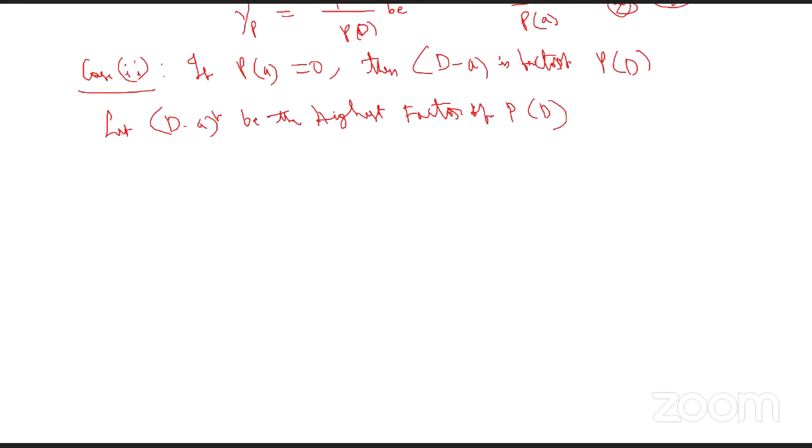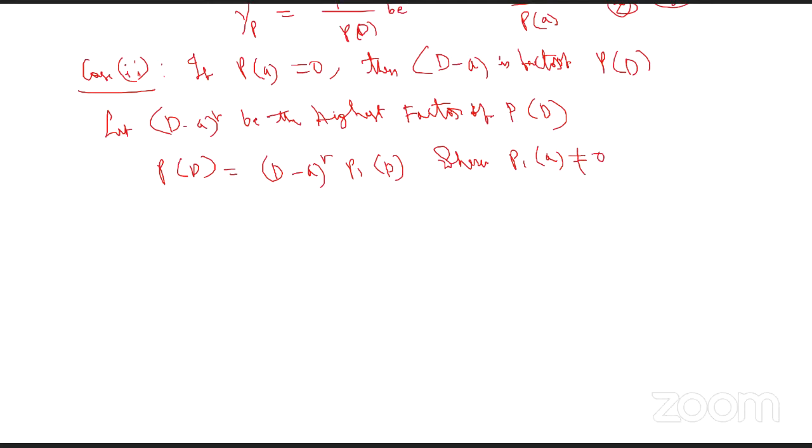So P(D) equals (D - a)^r P1(D), where P1(a) is not equal to 0.